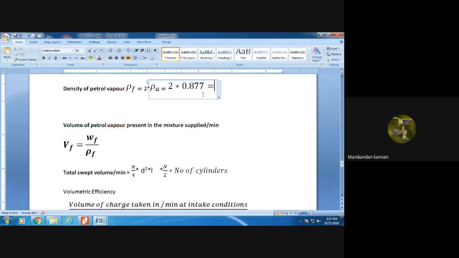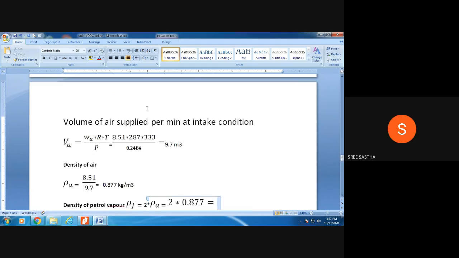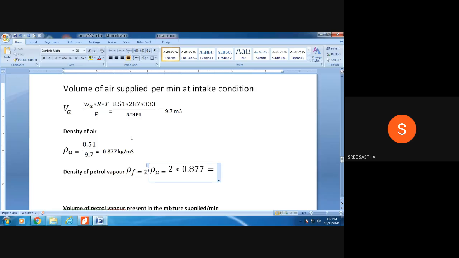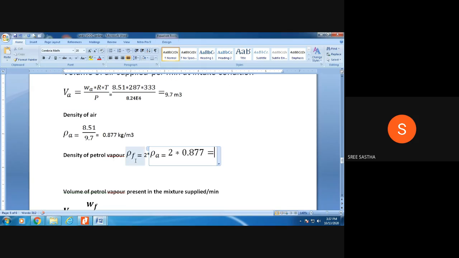Let me explain you. Density of the fuel, you can't find it using this formula. I actually don't need density of fuel. I need volume of the fuel. To find volume of fuel I can't use this formula because I need R of the fuel, T of the fuel, P of the fuel, but I don't have that. So what I am doing is I'm going to find V from rho. So first of all, it is given rho of F is equal to 2 into rho of A.